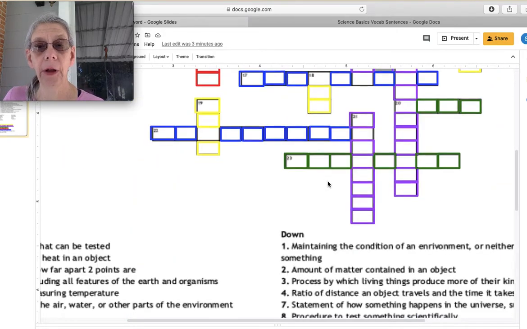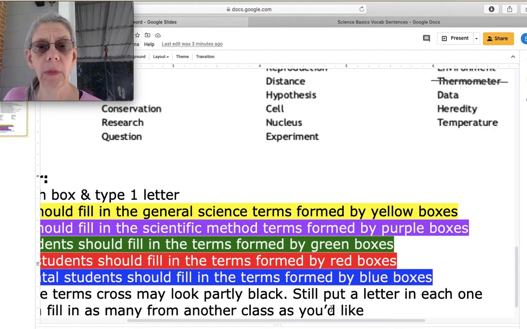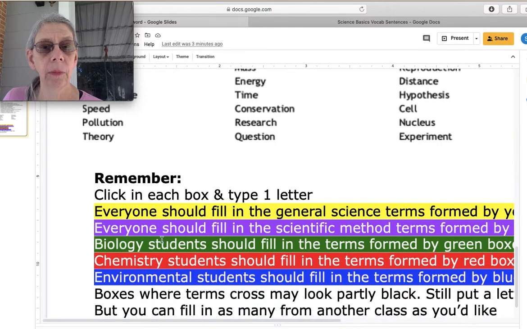Remember, we had different colors here. Yellow, everyone should do general science terms. Purple, everyone should do scientific method terms. Bio students should do the green ones. Chemistry students should do the red ones. And environmental students should do the blue ones. You could have done others for extra credit. And so we're going to end up doing them all.